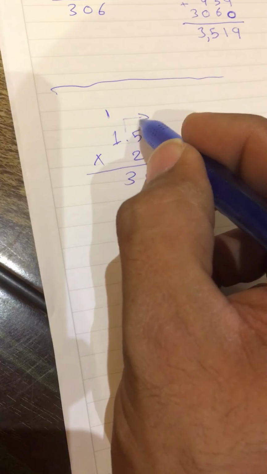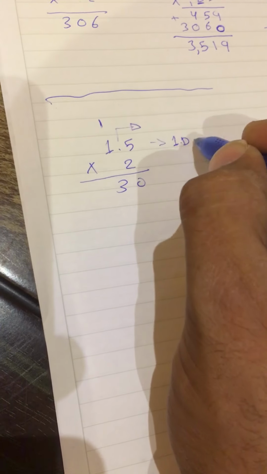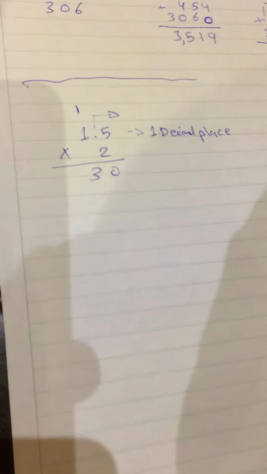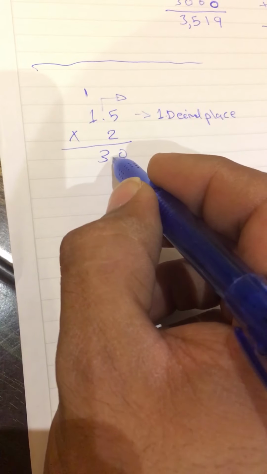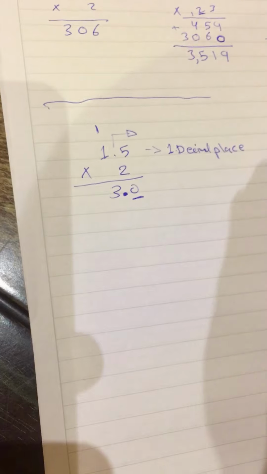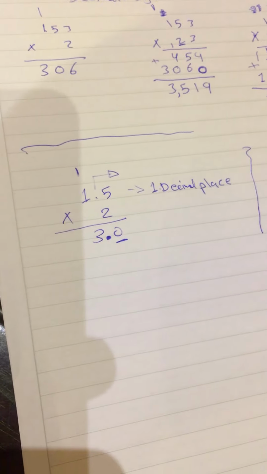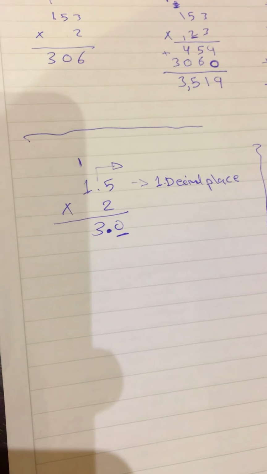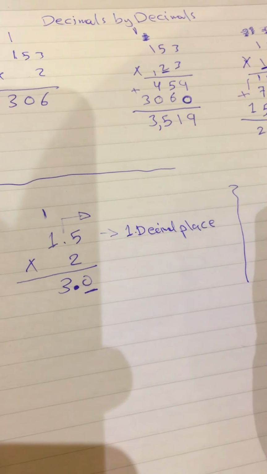So here I have only one digit to the right of the decimal point, or I have only one decimal place. So the answer must contain one decimal place. So 1, then put the decimal point. The answer is 3. This is how we multiply a decimal by a whole number. This was talking about whole number by decimal, like what I explained yesterday. But our lesson today is talking about decimal by decimal.